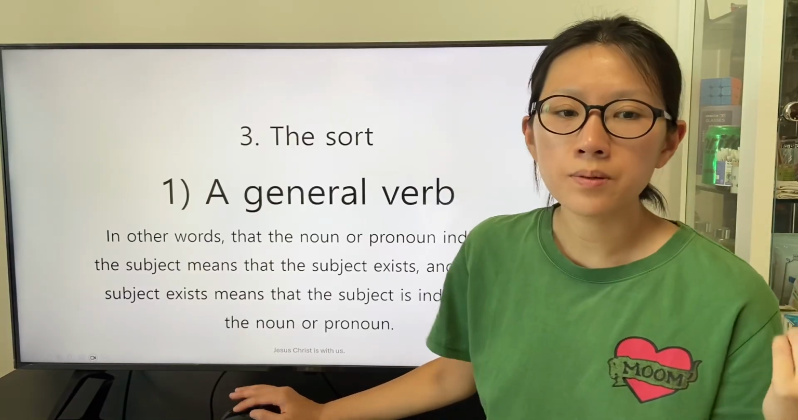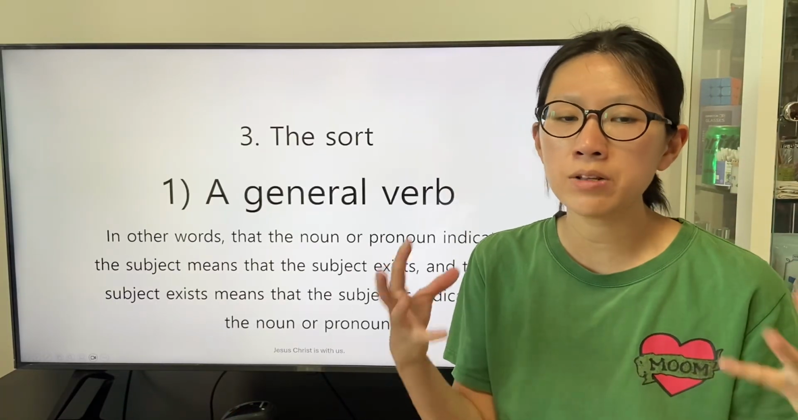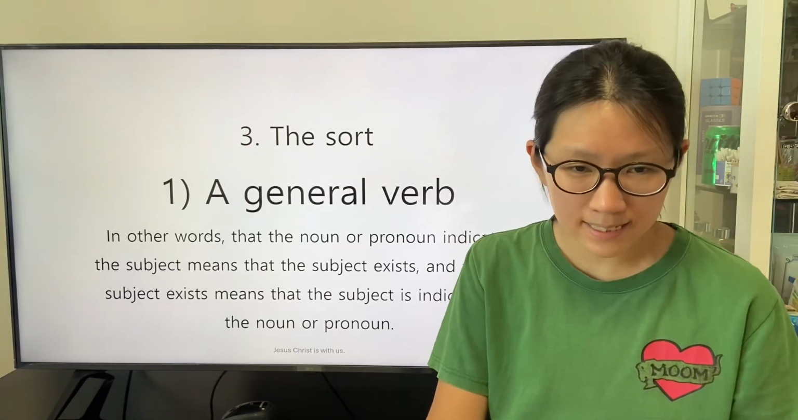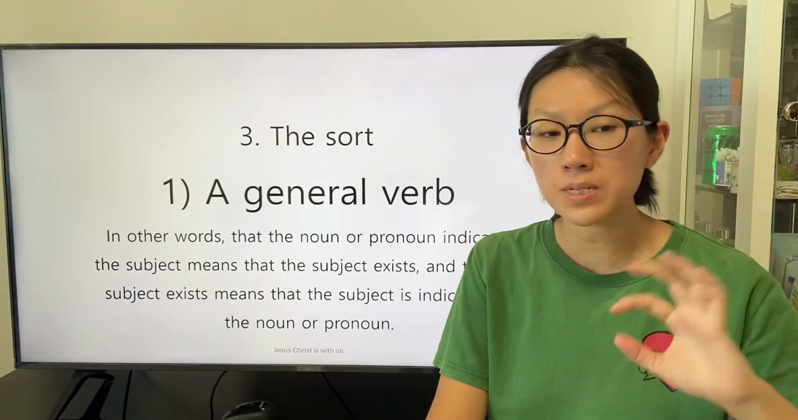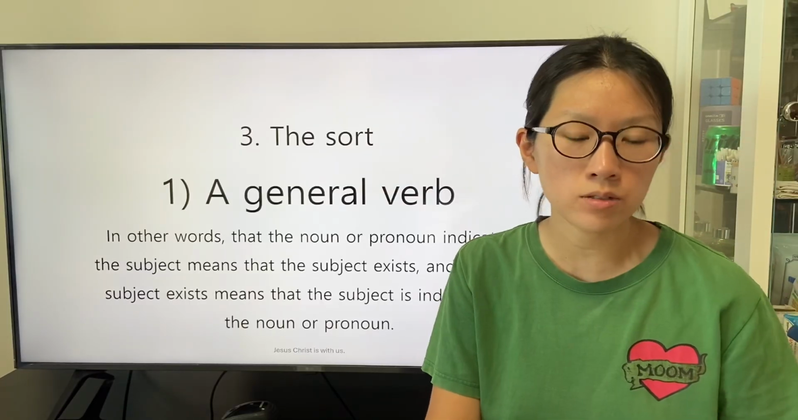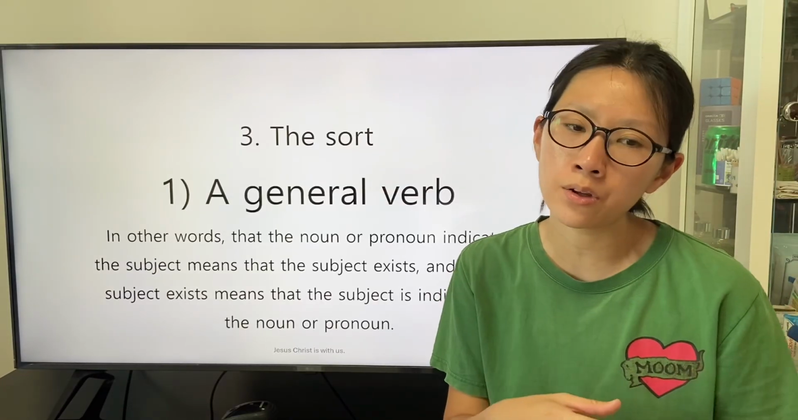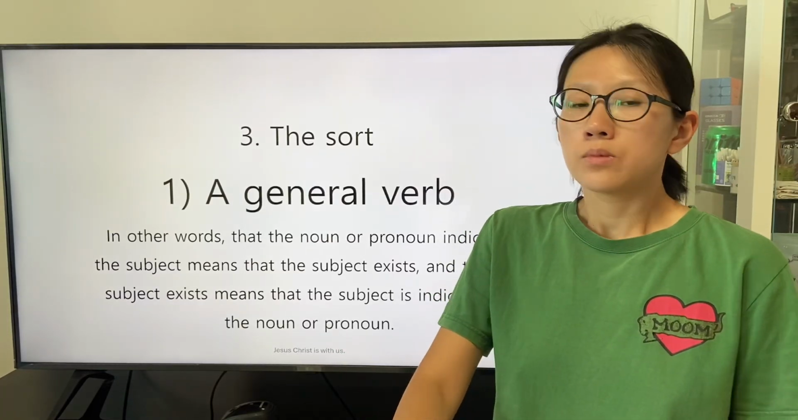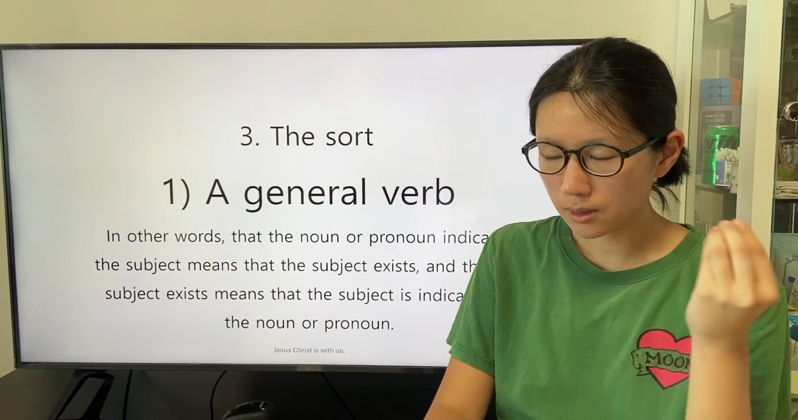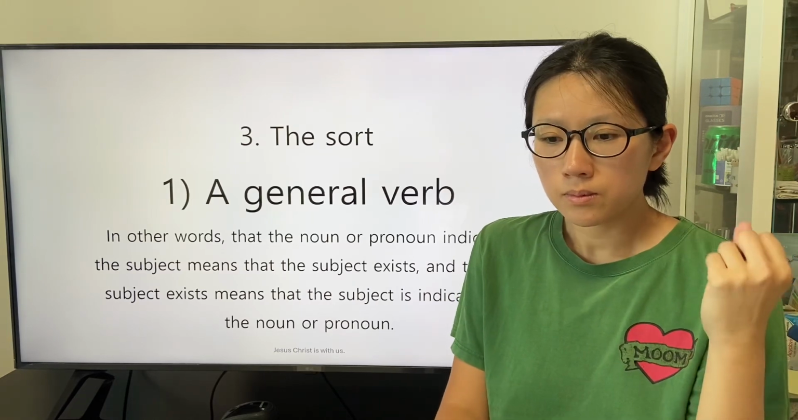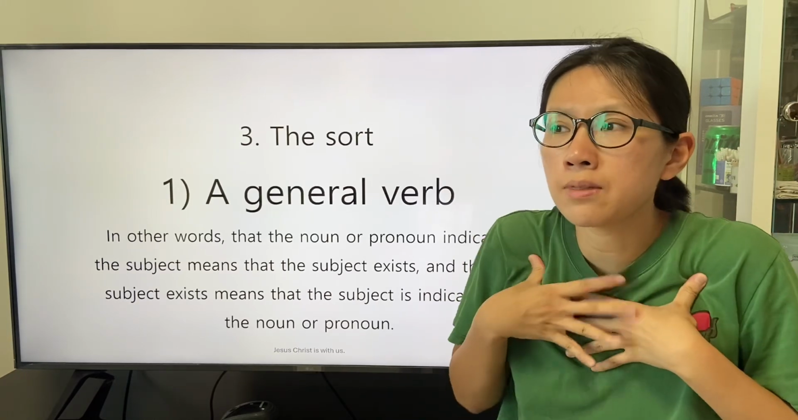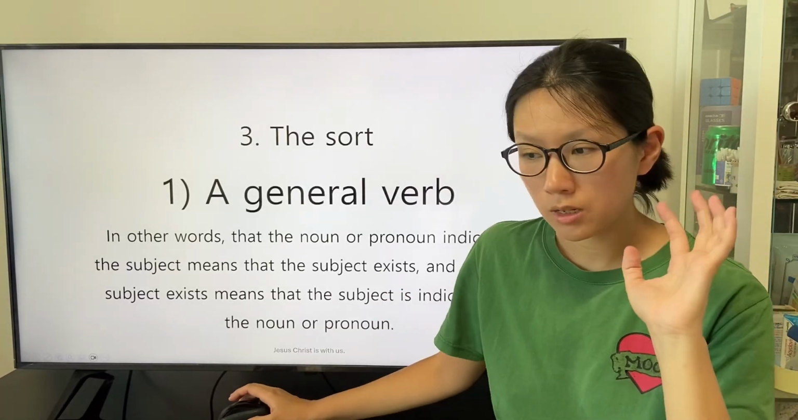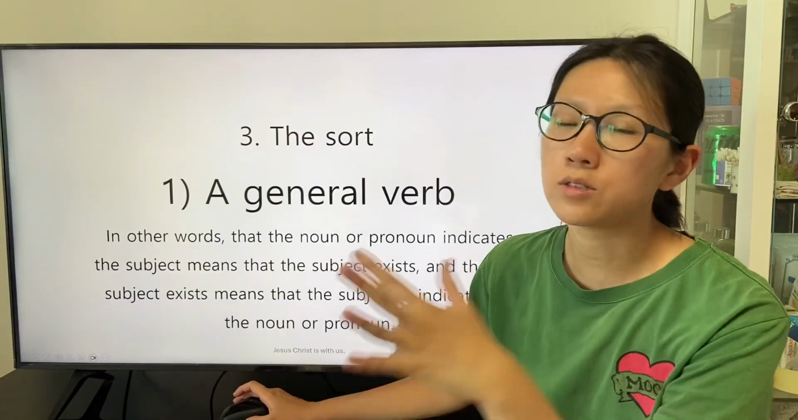In other words, that the noun or pronoun indicates the subject means that the subject exists, and that the subject exists means that the subject is indicated by the noun or pronoun. We can understand that the subject can be described because the speaker admits that the subject exists.